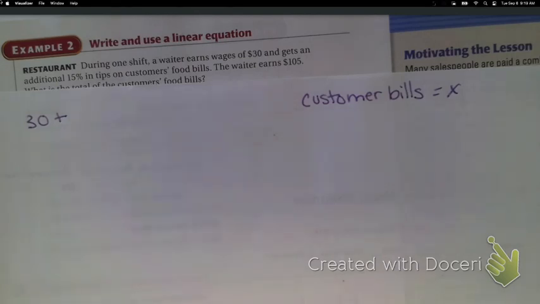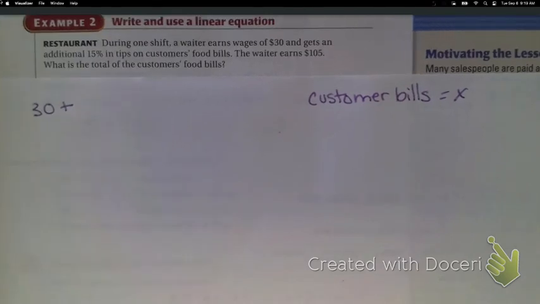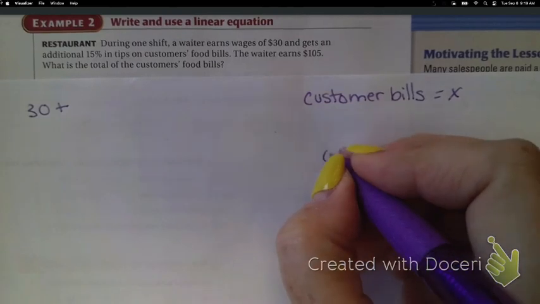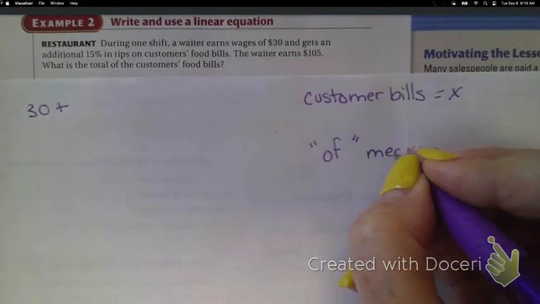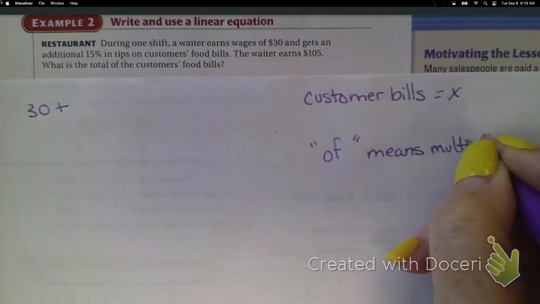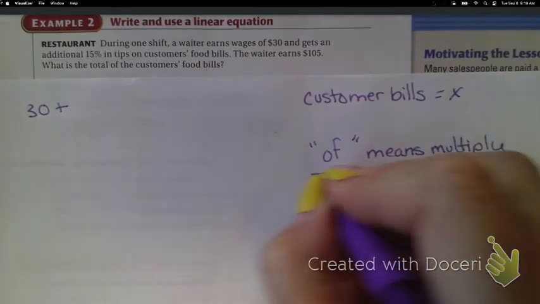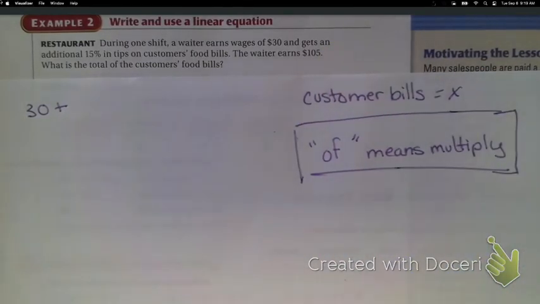So we're gonna add, how do we find 15% of a number? What math is that? Of means we multiply. Should you put that somewhere on your paper? Probably. Yes. Of means multiply.